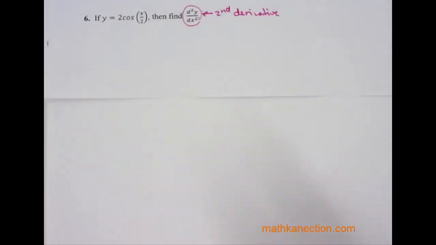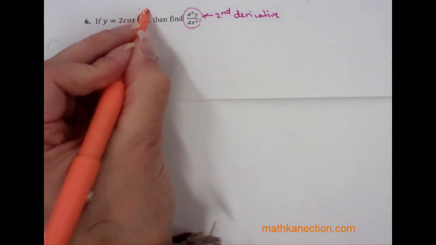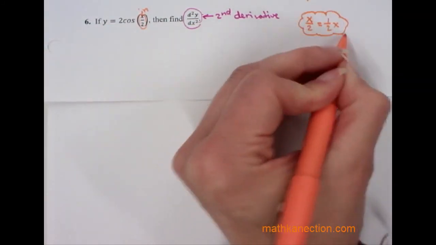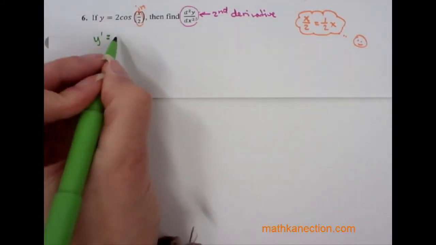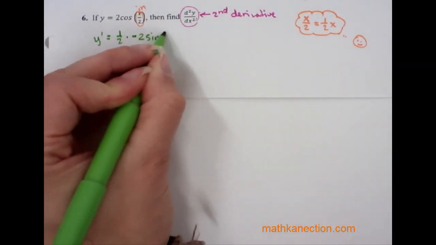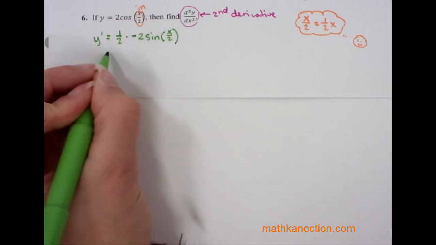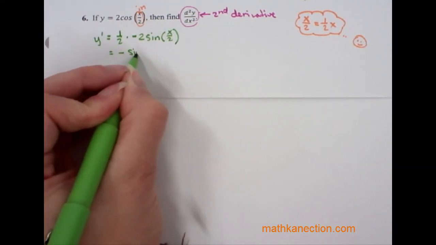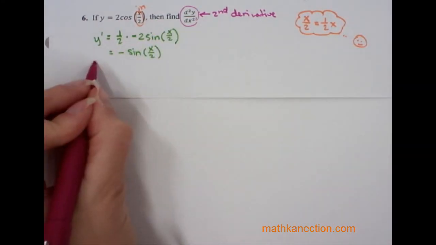We're going to take the second derivative. We have a chain rule. We have an inside function, which is x over 2, which is the same as 1/2 x. So taking the derivative of the inside will be 1/2. Then the derivative of the outside is negative 2 sine, and then keep the inside the same, so it's x over 2. Simplifying to make negative sine of x over 2.